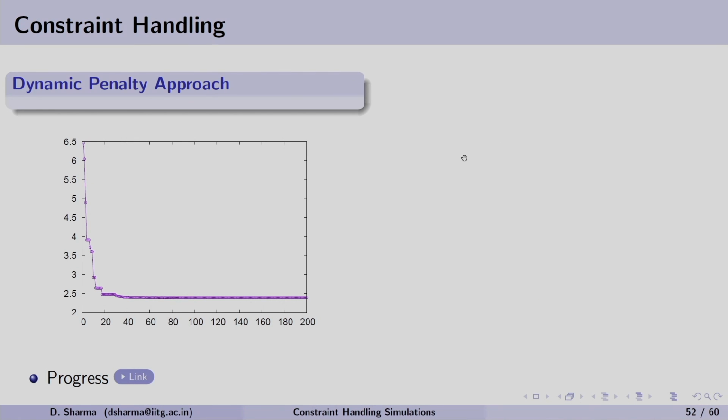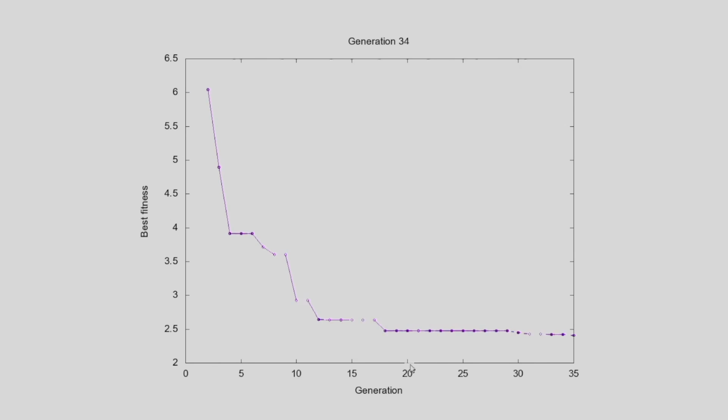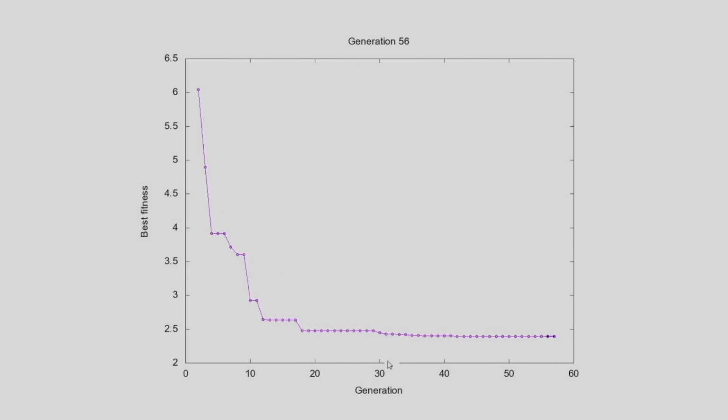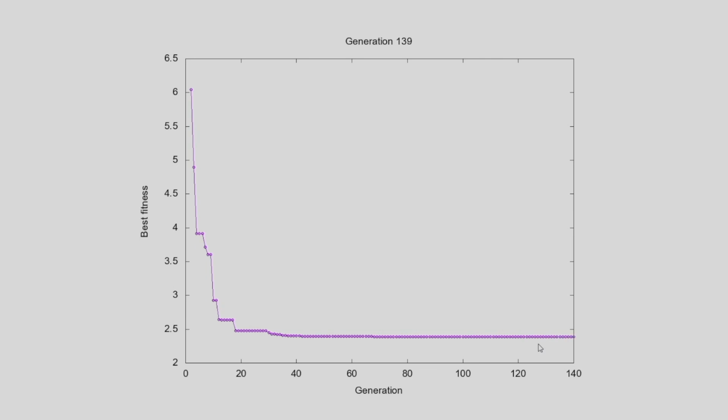We are going to solve the same problem using dynamic penalty approach. In this particular approach, as we remember, the penalty will be increasing with the number of generation. So, here we will see that the fitness is improving and close to 31 and 32 generation, the solution was found which was showing the best fitness, and still the fitness remains the same till 200 generations.